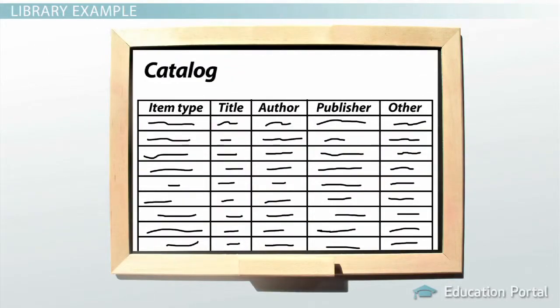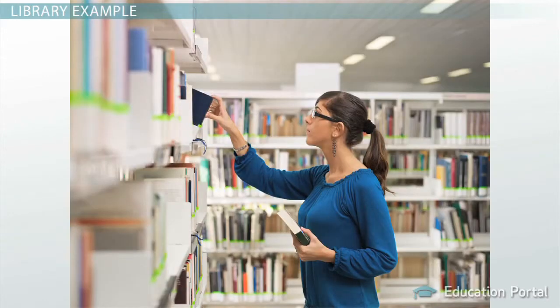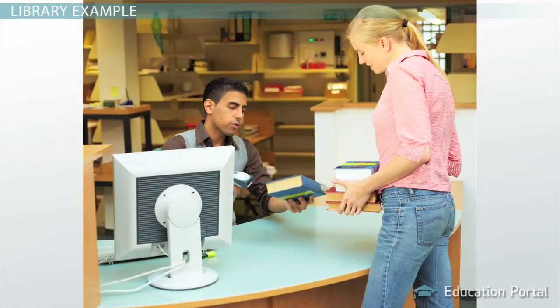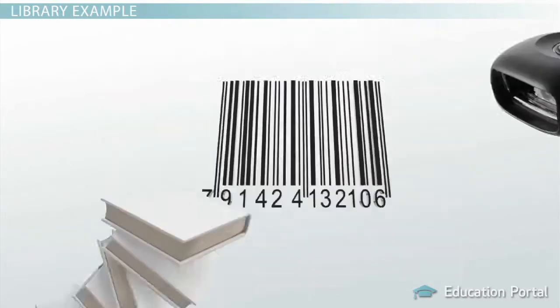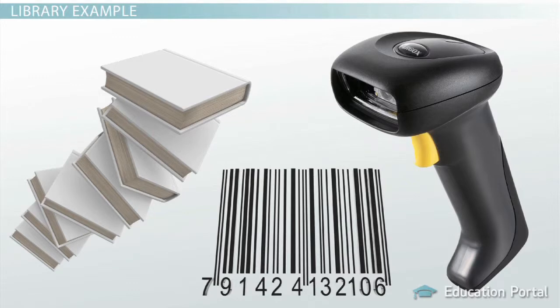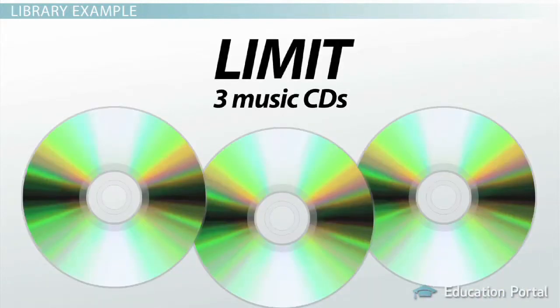Once you have found a few titles, you can check to make sure they are not already checked out. You find the materials you are interested in on the shelves and take them to the checkout counter. The staff at the counter scans your library card to make sure your account is in good standing. If you have books overdue, the staff member will be quick to remind you. Then the materials you want to check out are scanned, and the staff member will make sure you don't exceed any limits set by the library, such as a maximum of 3 music CDs.